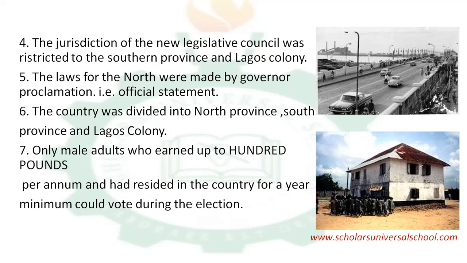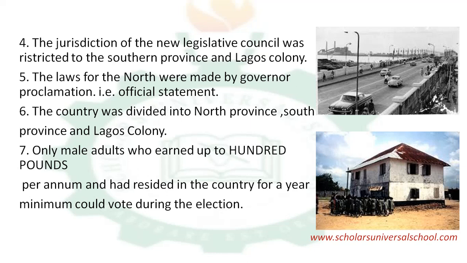Then the sixth one is that the country was divided into North Province, South Province, and Lagos Colony. 3 provinces or 3 territories. I recapitulate. The country was divided into North Province or Protectorate, South Province or Protectorate, and Lagos Colony.